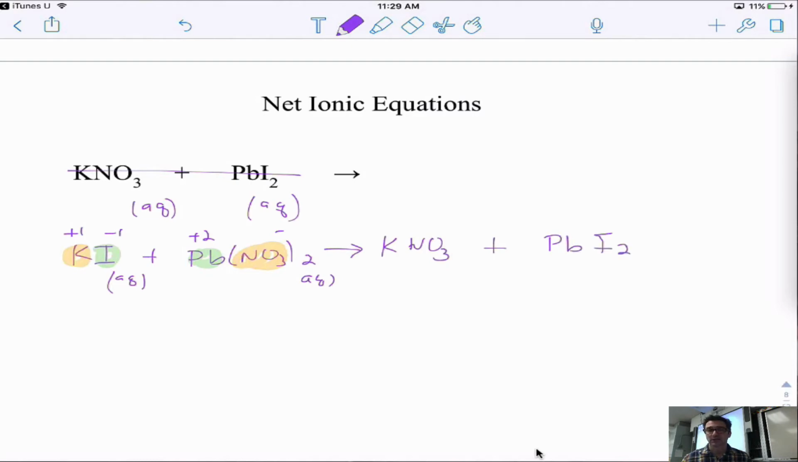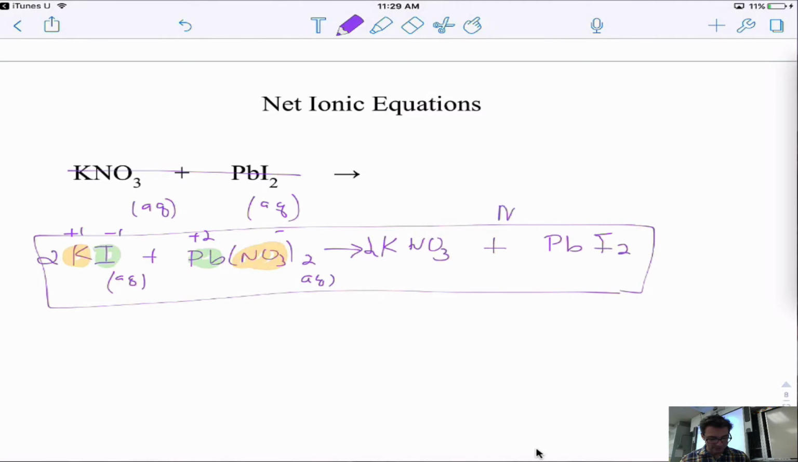Now when I look at these two, I make sure that the charges balance. K was positive, NO3 was negative, Pb was positive 2, I was negative 1, so they cancel out and they balance like this. Notice that the equation overall isn't balanced though. We have a different number of I's and a different number of KNO3's. To balance this I would need 2 of these KI's, and I would need 2 of these KNO3's, and now we have a balanced equation.